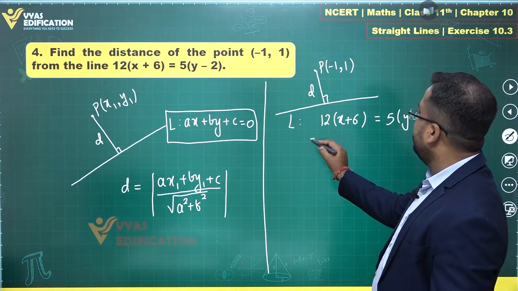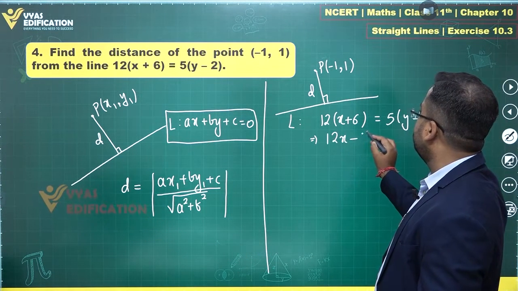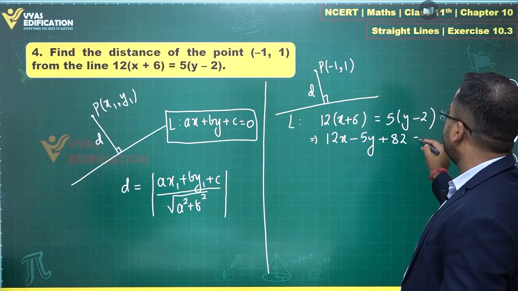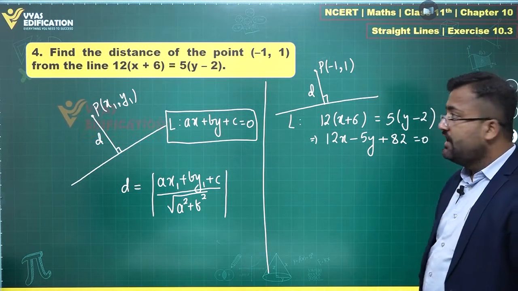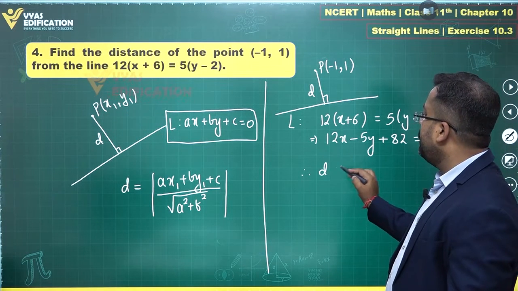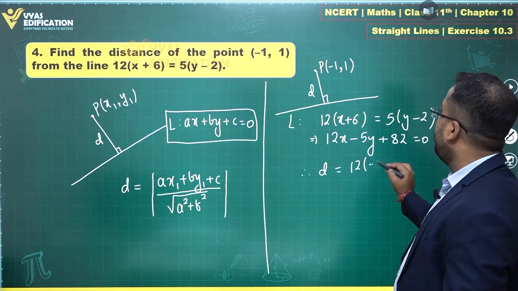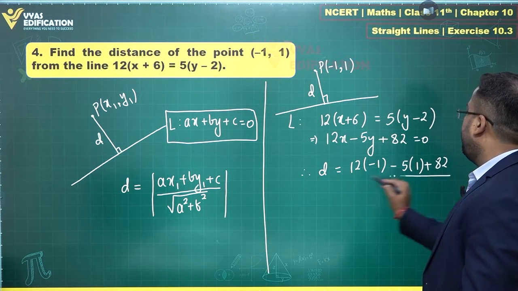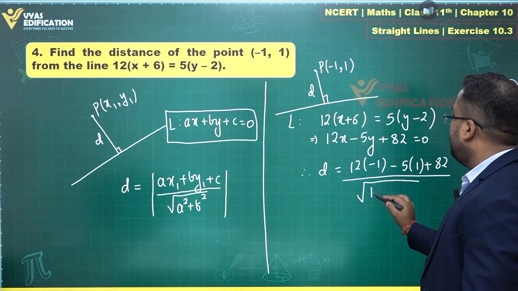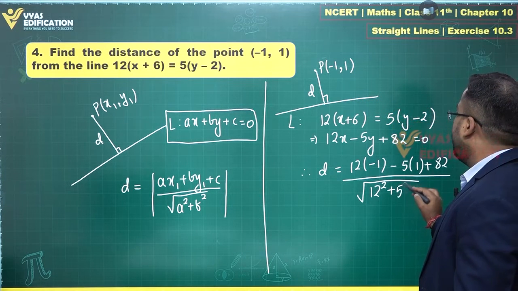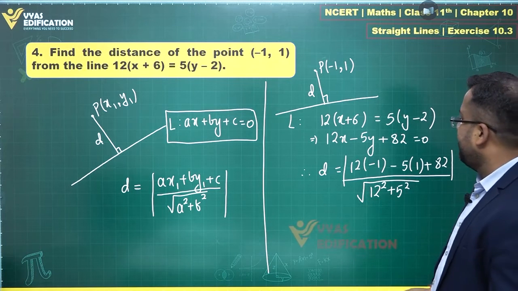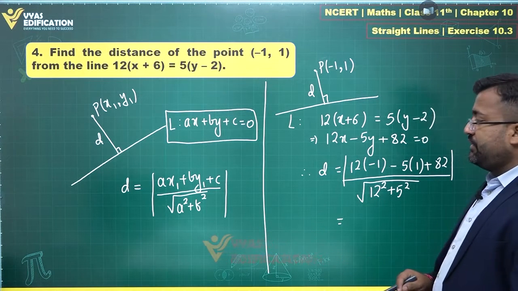Let's try to rearrange this. This is 12x minus 5y plus 72 plus this is 82 is equal to 0. Therefore, d is simply equal to 12 times minus 1 minus 5 times 1 plus 82 upon under root of 12 square plus 5 square, a square plus b square. Taking modulus in the numerator is also okay, as I said, because the denominator is always positive, right?